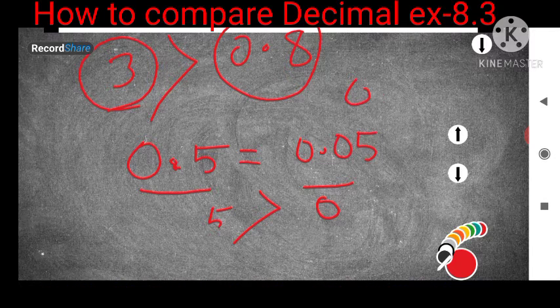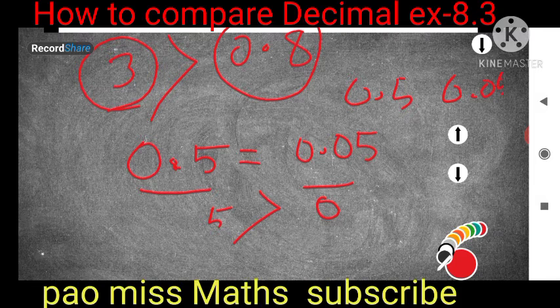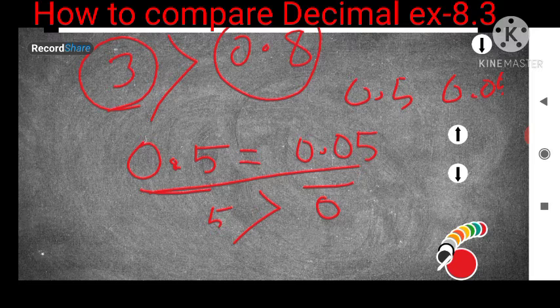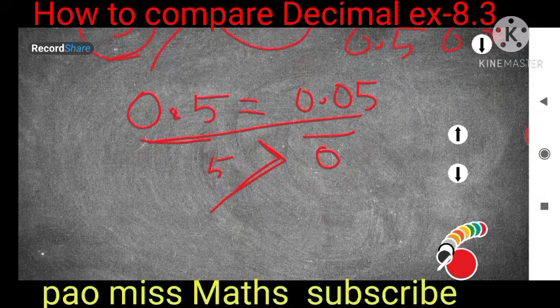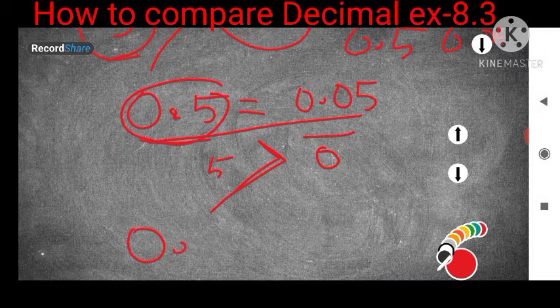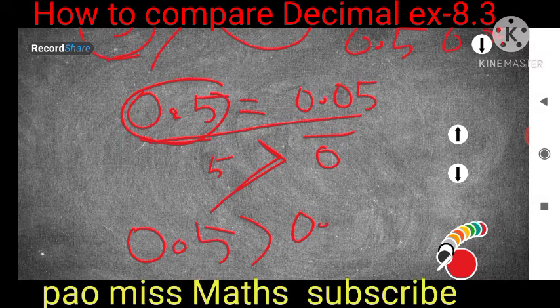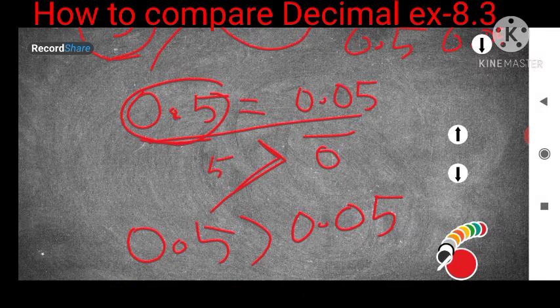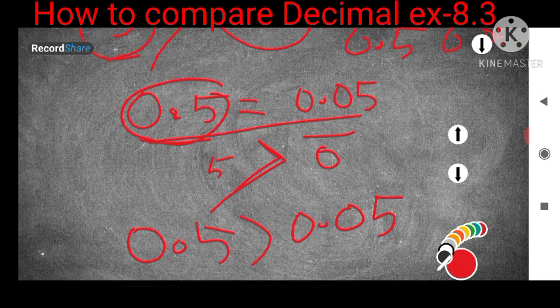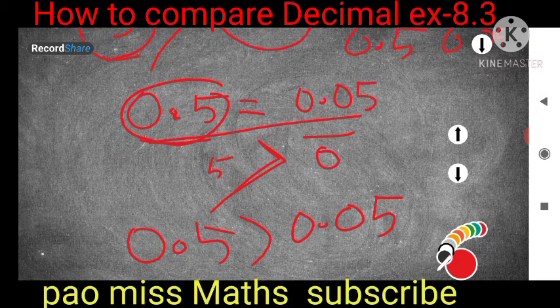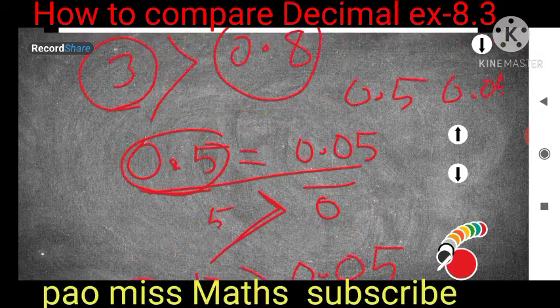If I say 0.5 and 0.05, in this way, then which will be greater? 0.5 will be greater. Okay, here which will be greater? 0.5 will be greater. So 0.5 is greater than 0.05. Okay, so don't jump to the conclusion. Don't skip the video, please watch the video nicely without skipping, otherwise you won't understand properly.